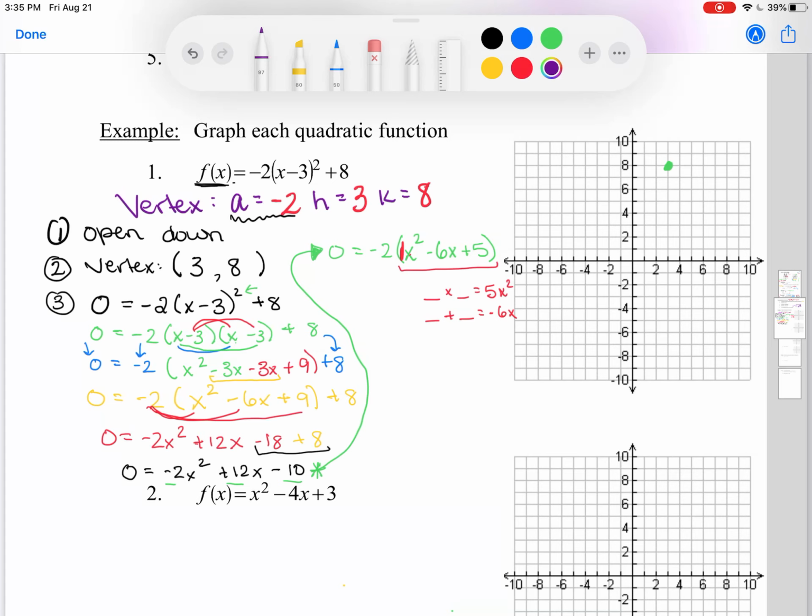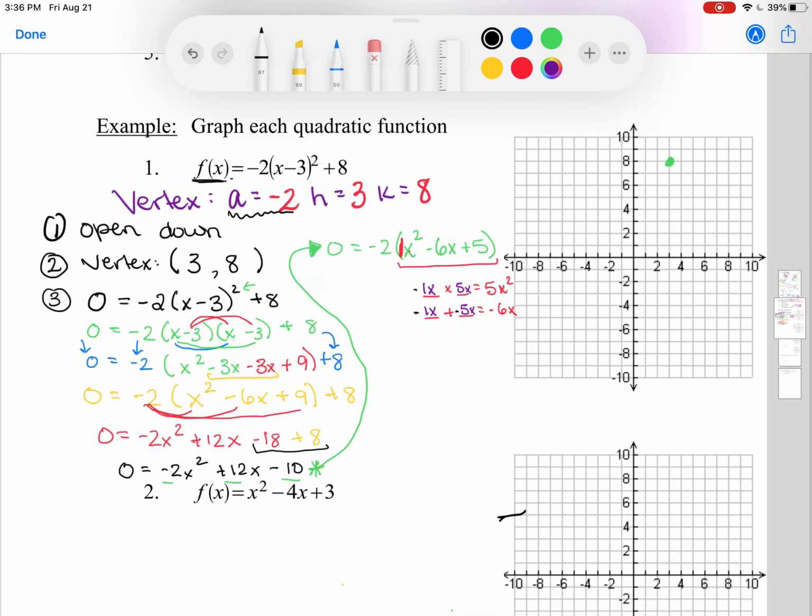So if I thought about this, my only options for multiplying to give me 5 is a 1 and a 5. So if I filled that in, of course filling it in with x's in order for it to satisfy the rules here. For this top line, 1x times 5x does indeed give me 5x squared. But on the second line, a 1x plus 5x does not give me the negative 6x that I'm looking for. So in order to make that happen, I need to make these negative. Well, I can't make these negative if I don't also make the ones above negative.